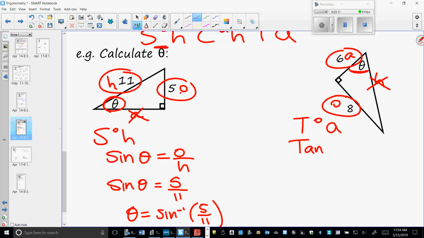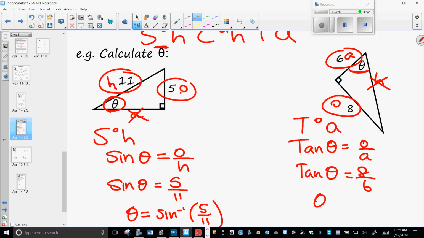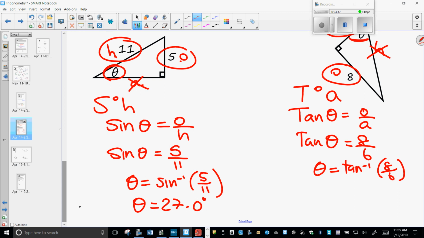So we would say tan theta is O over A. Let's write the numbers in this one. So tan theta would be 8 over 6. And so theta would be tan to the minus 1 of 8 over 6. And yes, 8 over 6 can be simplified, but we don't need to simplify anything, we can just leave it as is.